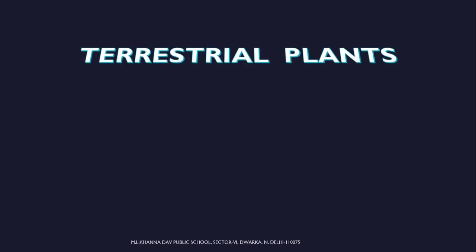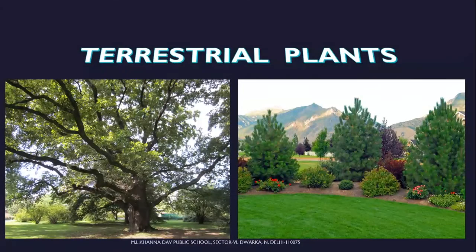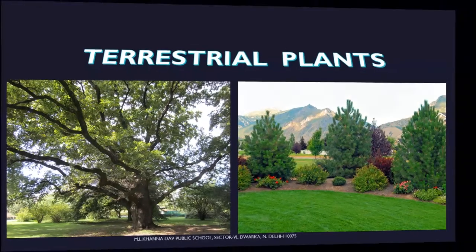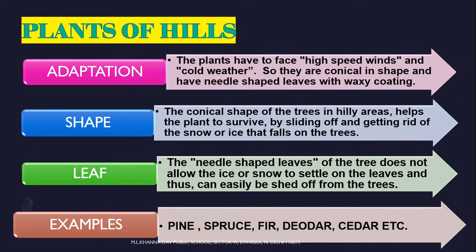Now, first let us discuss in detail about the terrestrial plants. The plants which grow in different types of landforms are called terrestrial plants. So we will be discussing about each habitat in detail now. The first habitat which we will be discussing is the plants which grow on hills. The plants which grow on hills have to face high speed winds and the weather is also very cold. So they have certain adapting features for this.